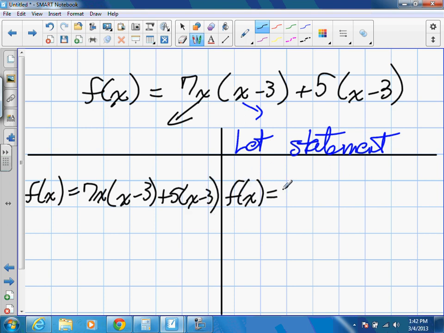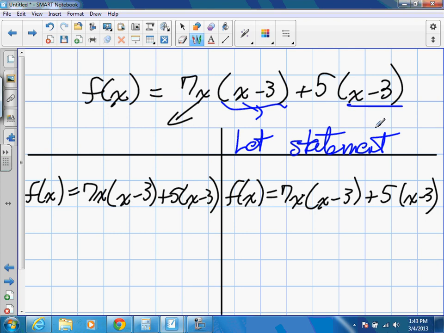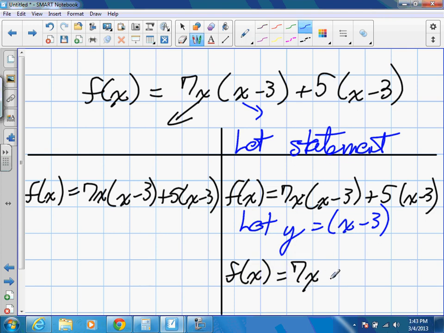We're going to start with the let statement. Right now, this is difficult to see. If you notice, both brackets are what? Anyone know? They're the same value, right? So to make this a little clearer, I'm going to say let y, because we already have x values, let y equal x - 3. Then we replace the x - 3's with the letter y. So we'll get 7x multiplied by y plus 5 times y.